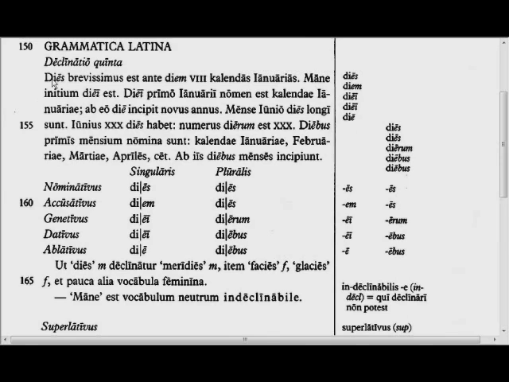So let's translate here. The day, the shortest day, brevissimus, before, ante diem. So it's the 8th day before the calends of January. This is how they wrote their dates. You read that in the story here.